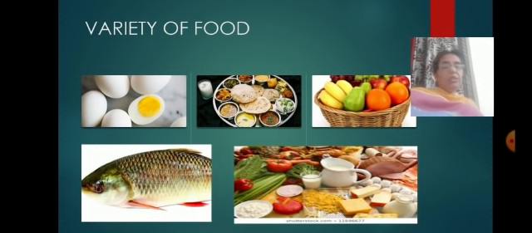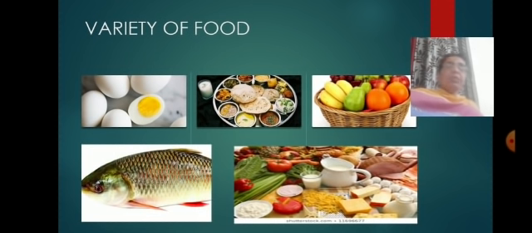In the picture, you can see egg, fish, a thali full of different dishes, a basket full of fruits, and milk is here, butter is here, yogurt is here. These all are varieties of food. We should think about the sources of these varieties. I know, children, you have learned about balanced diet in the previous class.